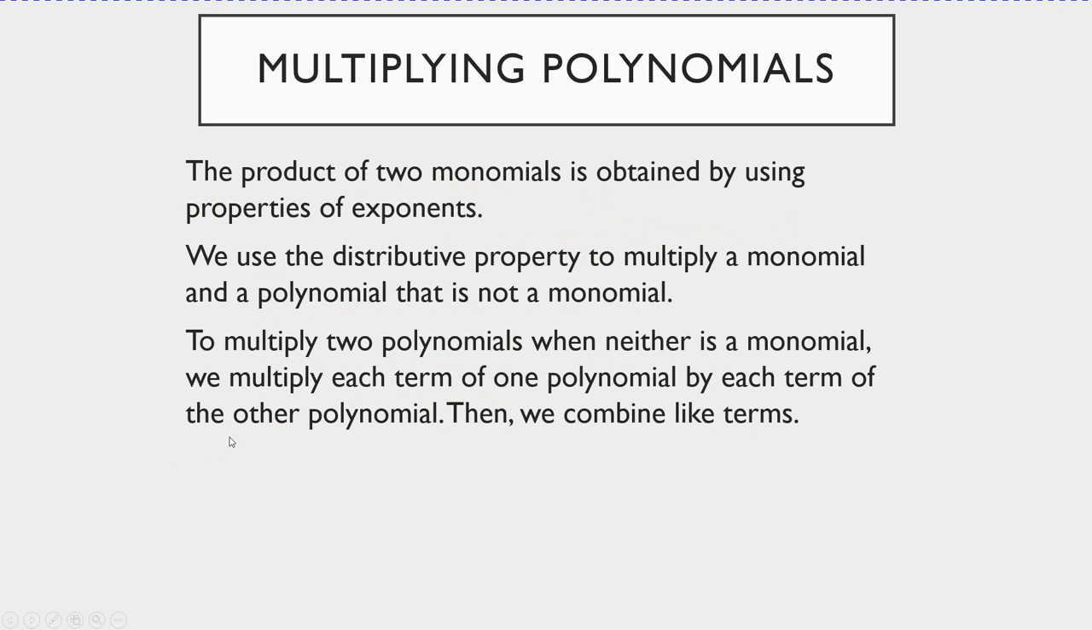Now let's talk about multiplying. The product of two monomials is obtained by using the properties of exponents. We know all the properties of exponents, so we can review these in a previous lecture. Review if needed.